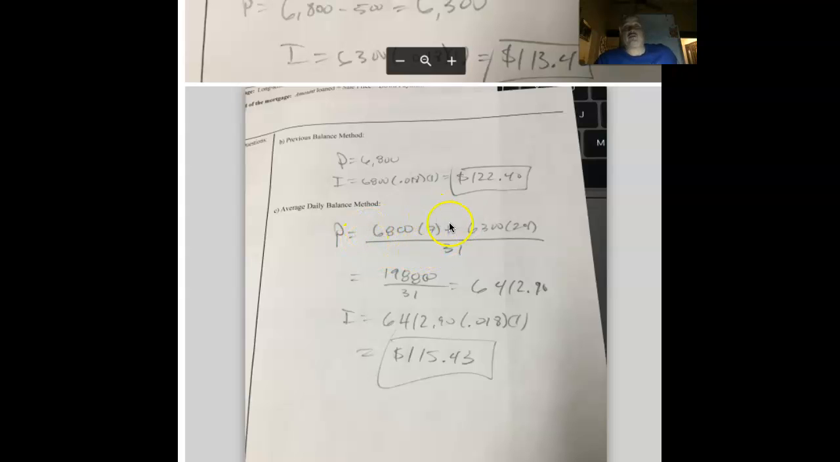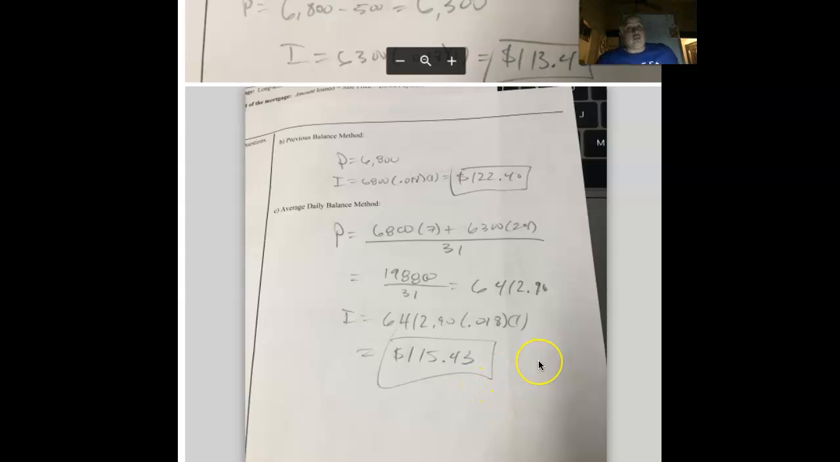It was $6,800 for 7 days. On the 8th, a payment is made for $500. So the balance goes down by $500 from $6,800 to $6,300, and the balance is $6,300 for 24 days. Divide all that by 31 to come to your average balance of $6,412.90. Makes sense because it's between those two totals, $6,300 and $6,800. Anyhow, you take that balance, $6,412.90, multiplied by the 1.8% for 1 month, and interest due is $115.43.